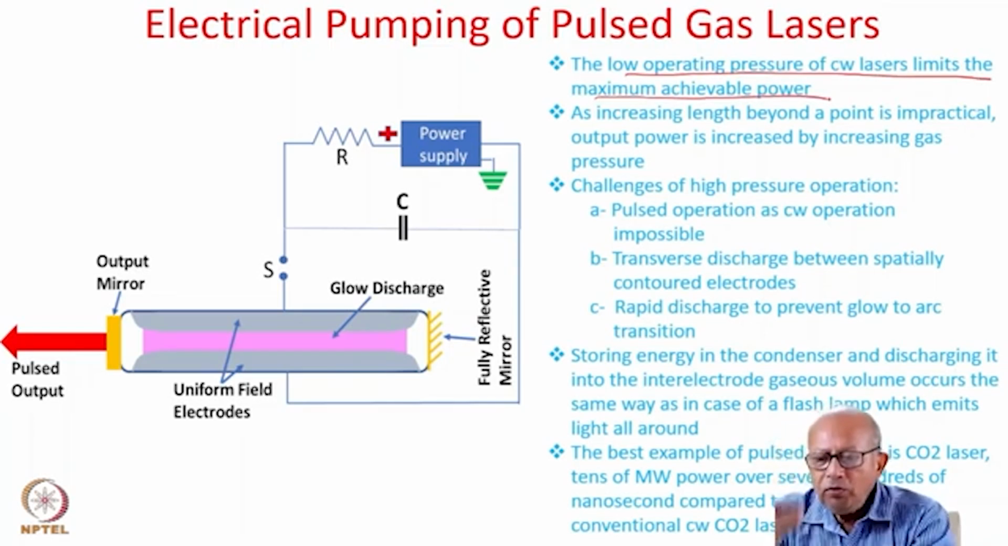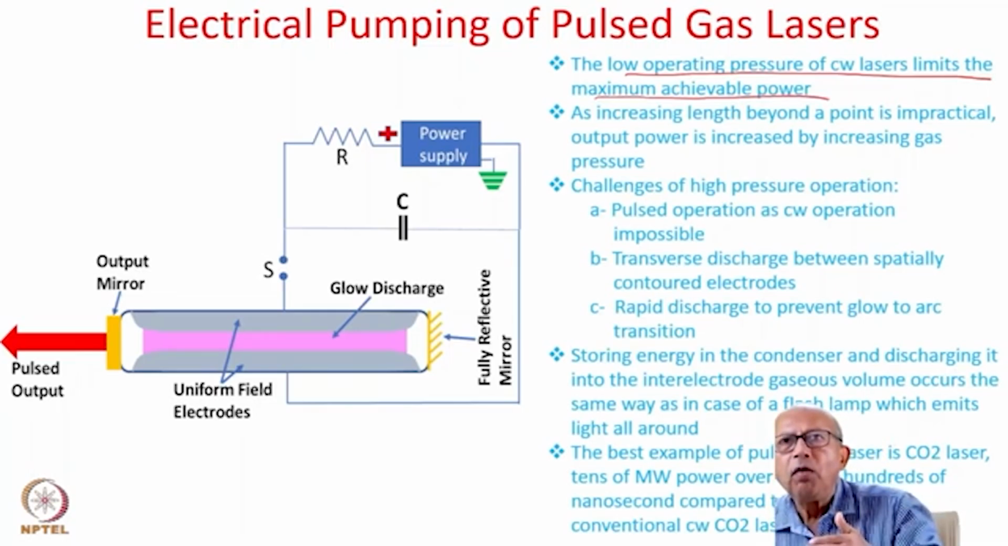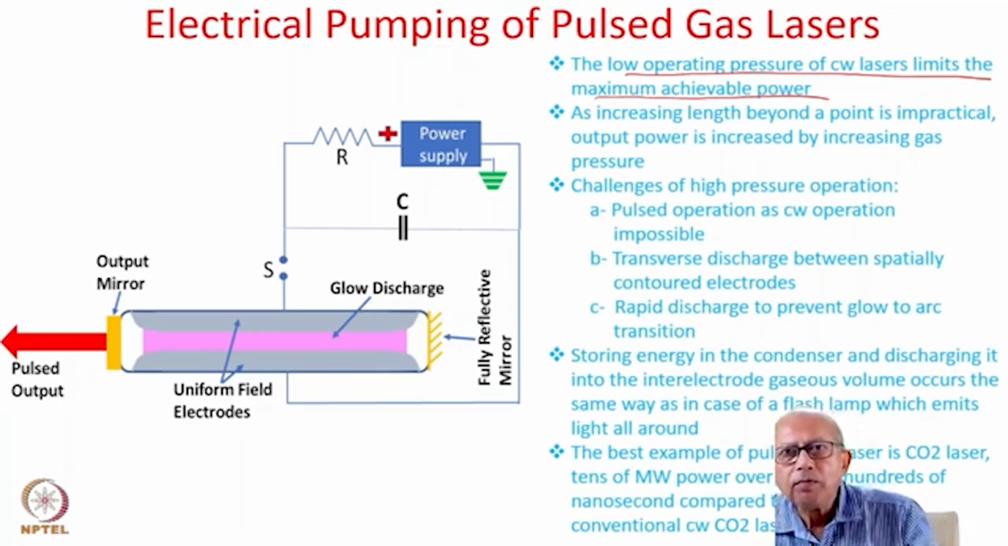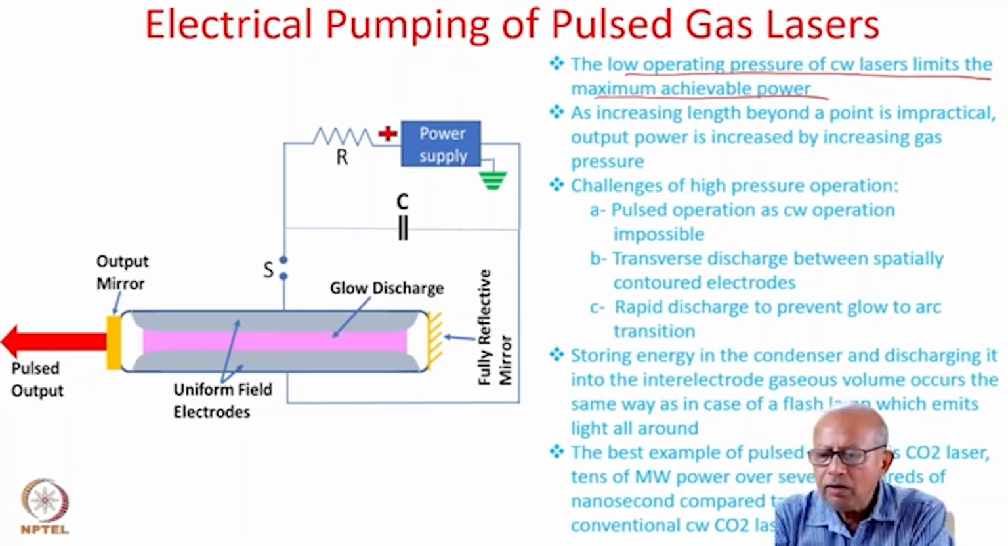See, if you have to increase the power, there has to be more number of light emitting species. So at low pressure, the density of light emitting species is low. So to increase the pressure, you will have to increase the density of light emitting species. So if you do not want to increase the density, the pressure, then what would be the other way that you can increase the pressure?